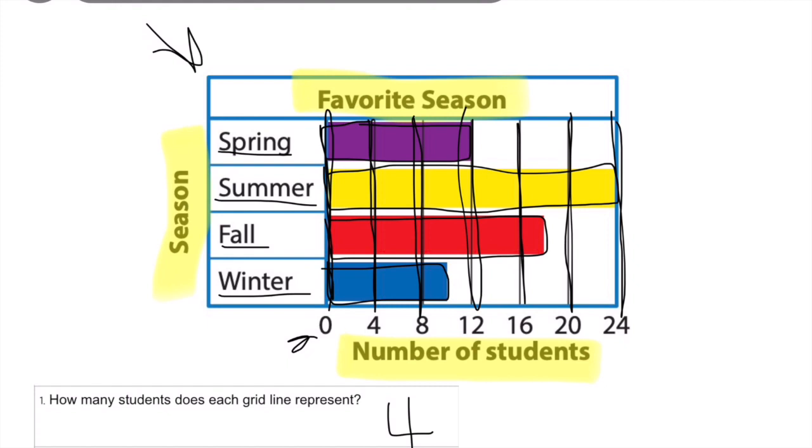Something else I want to point out to you, a couple of these, such as winter and also fall, their bars end halfway between the grid lines. So halfway between 4 is 2. So for winter, we have 8 plus 2 is 10. And fall, we have 16 plus 2 is 18. Spring and summer both end on a grid line, so you read it up to the grid line. For summer, we have 24, and for spring, we have 12.